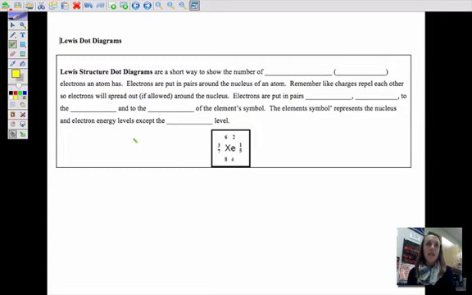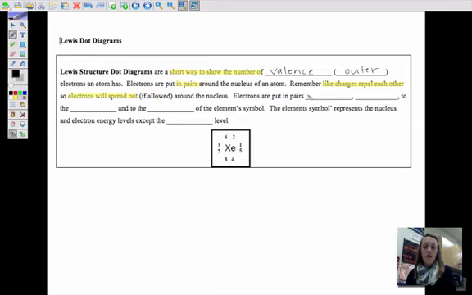Something that's going to help us in our study of chemical bonding is knowing how to draw a Lewis dot diagram. A Lewis structure dot diagram is a short way to show the number of valence or outer electrons an atom has. And electrons are put into pairs around the nucleus of an atom. We have to remember that like charges repel each other, so electrons will spread out, if allowed, around the nucleus.